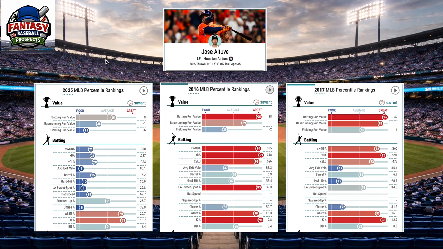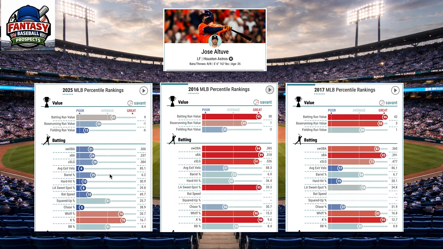So now we can see some of this data. At 35 years old, he's starting to fall off a cliff. His barrel rate is only 6.2%. His hard hit rate, listed in 2025, was 31%. The sweet spot was about 30%. And that's why he didn't have a great year this last year in the majors, and there's probably a concerning profile going forward.